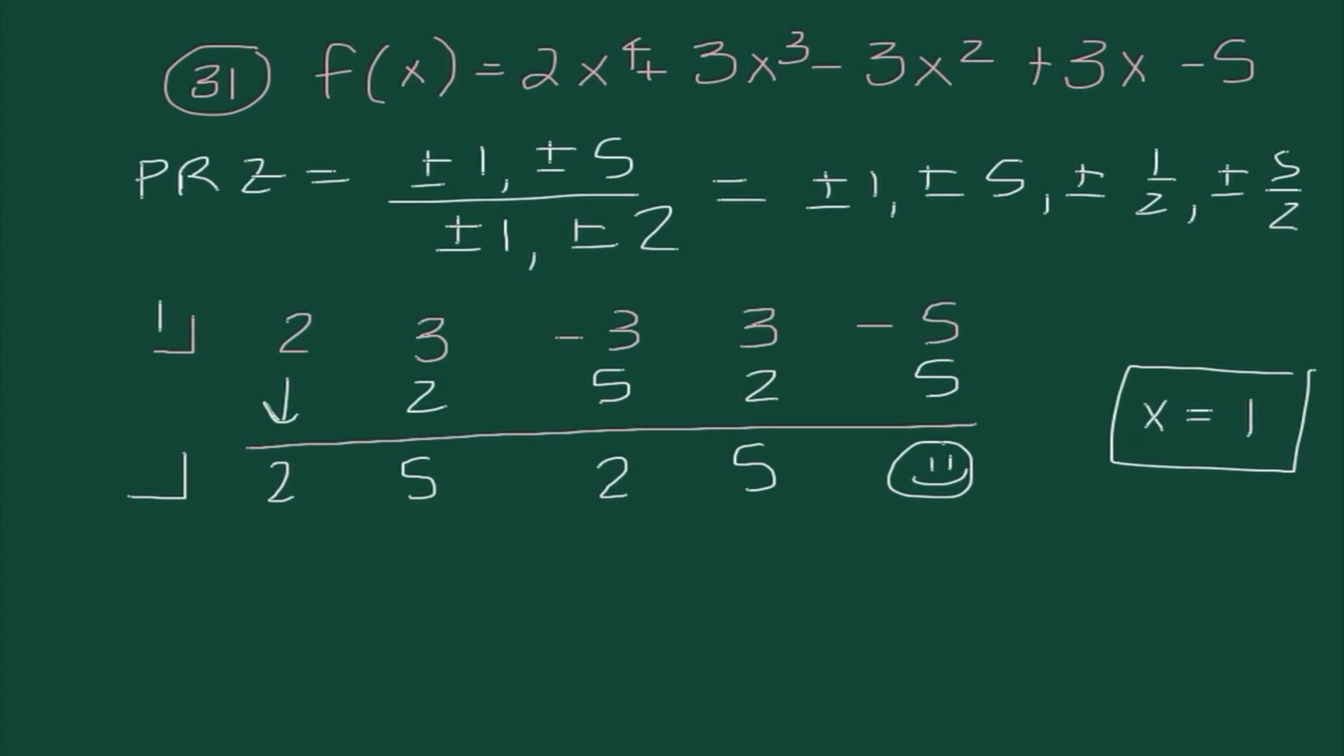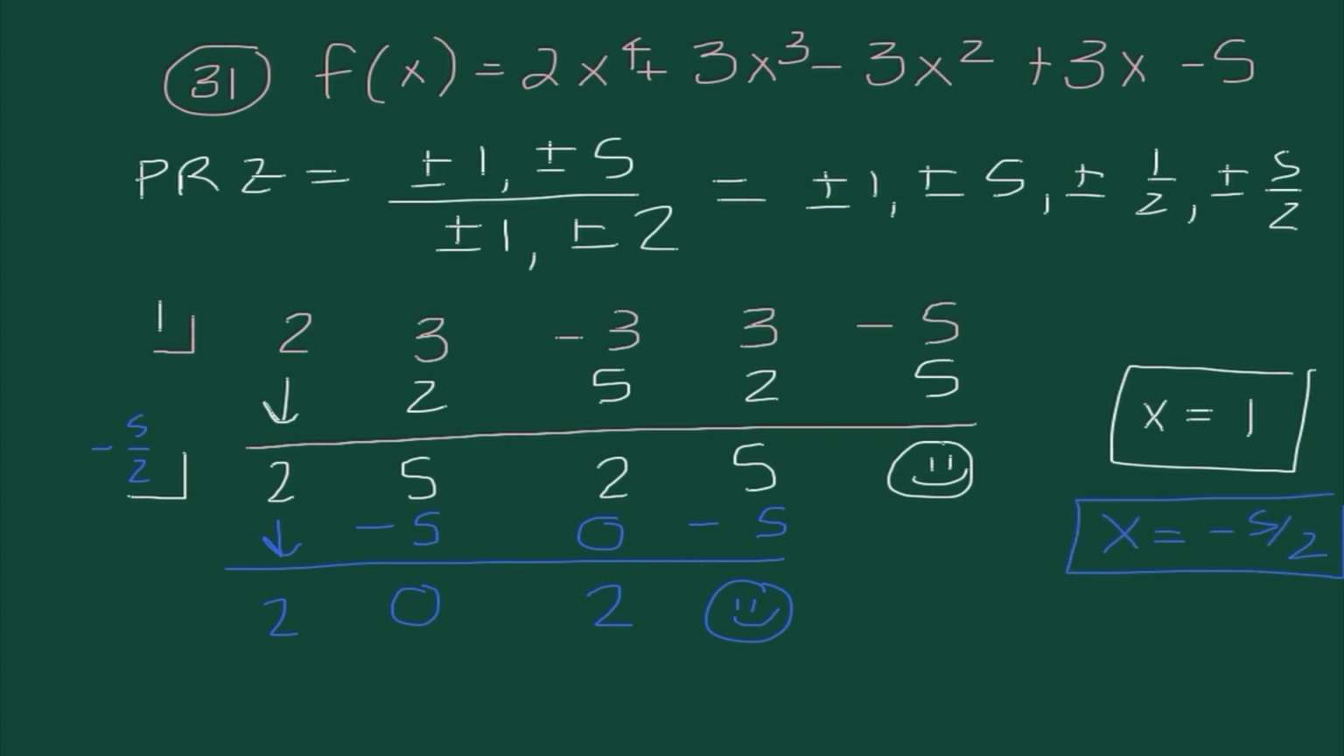So I know this is going to seem strange, but I actually think that negative 5 halves is going to work, so I'm going to try that. So I'm bringing down my 2. 2 times negative 5 halves is negative 5, and I get 0. 0 times negative 5 halves is 0. When I add, I get 2. 2 times negative 5 halves is negative 5, so I get 0 again. So x is also equal to negative 5 halves.